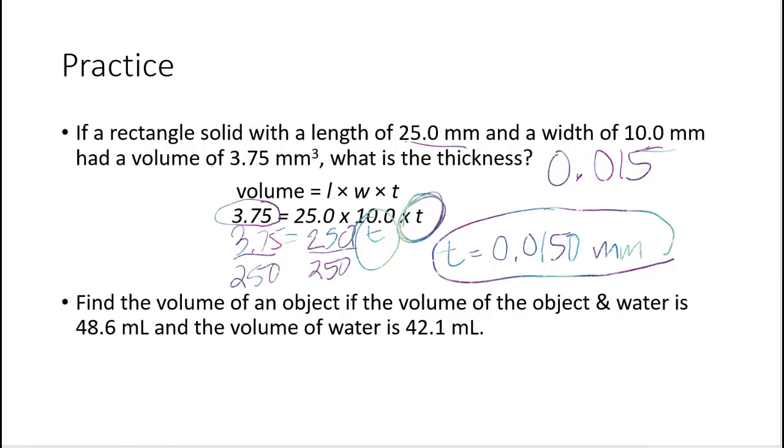But I went, okay, how many sig figs do I need in my answer? I have 3 here, I have 3 there, and 3 there, so I need 3 in my final answer. If I look at this, this is only 2 sig figs.